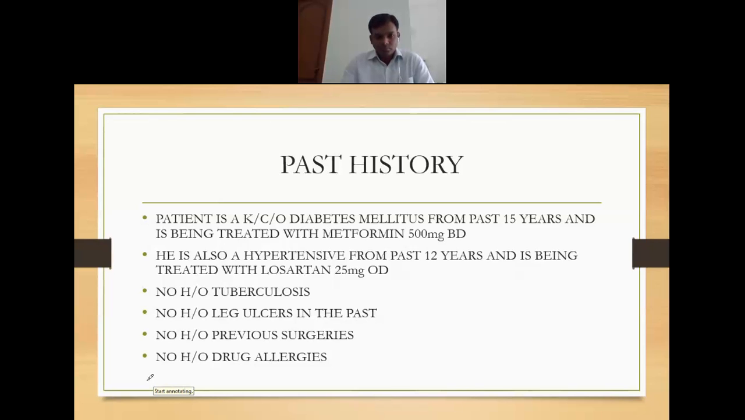Patient is a known case of diabetes mellitus from past 15 years and is being treated with metformin 500 mg twice daily. He is a hypertensive from the past 12 years and is being treated with losartan 25 mg once daily. He is compliant with his medications. No history of tuberculosis. No history here of leg ulcers in the past. Diabetes and hypertension: avoid telling known case of all those things. Everybody is a known case only. He is a diabetic.